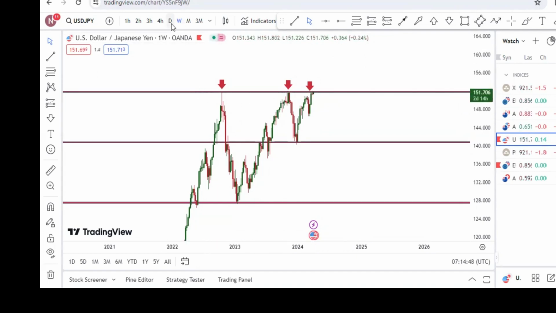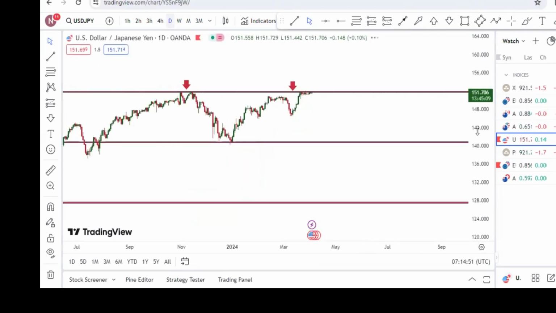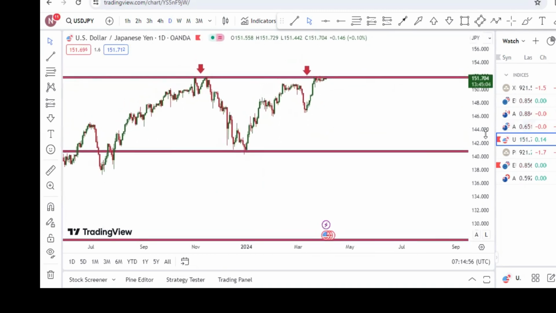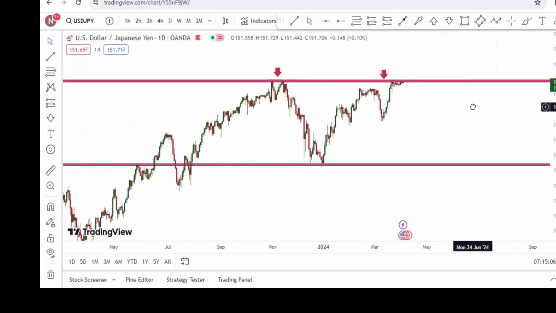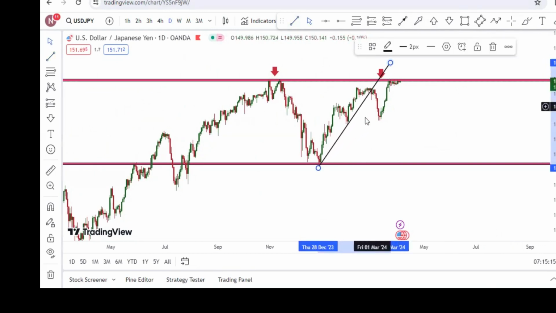So let me go to daily so that I can show you how my setup was to happen, but it didn't happen the way I anticipated. So this is what I was anticipating on this pair. We have a buy here. You can see we have a sell here.